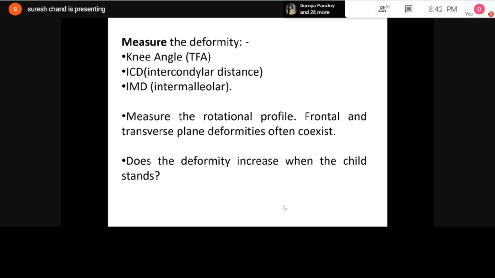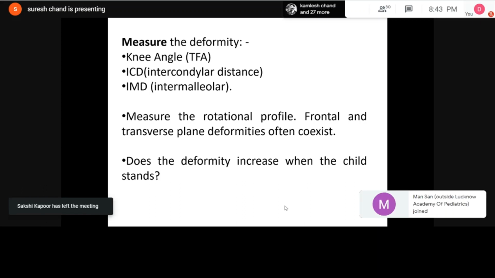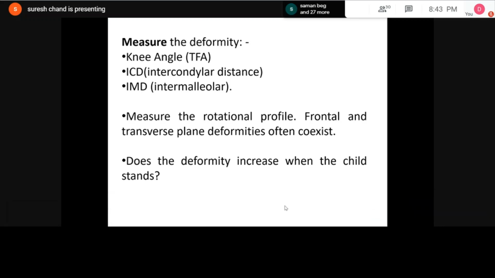Now comes the measurement. Just like we discussed the TFA angle, we have to measure the TFA angle, the intercondylar distance or the intermalleolar distance. Measure it and record it, and at every follow-up, compare how much the measurement has changed. Also measure the rotational profile. Sometimes genu valgum or varum might coexist with rotational malalignment.